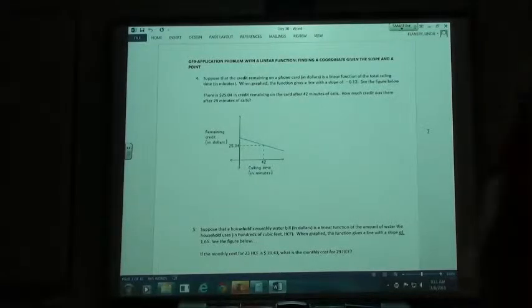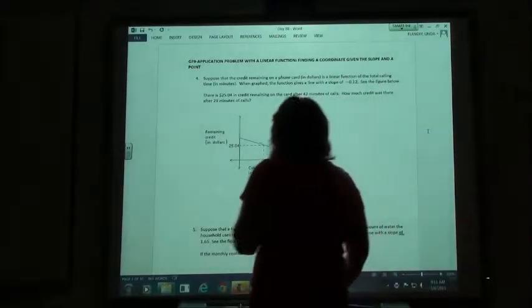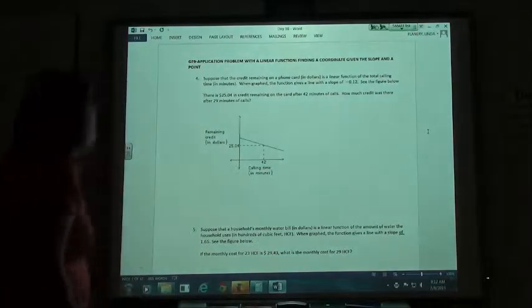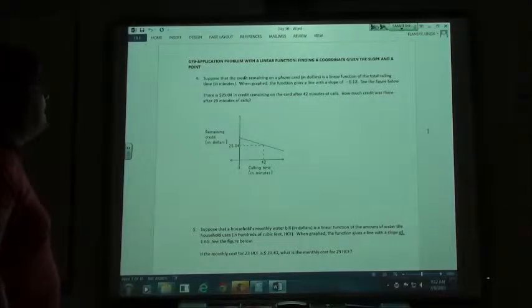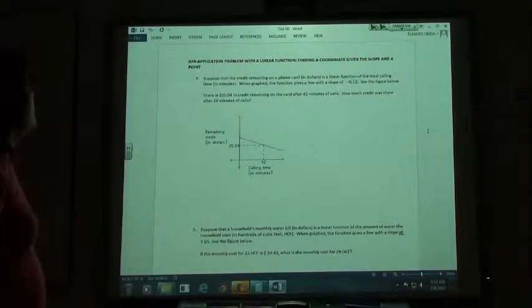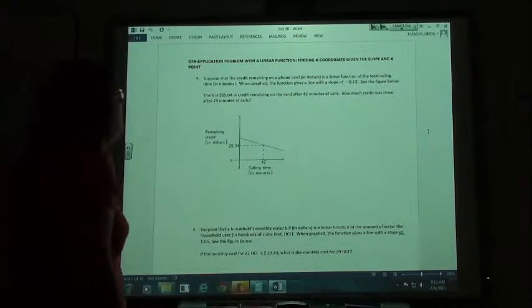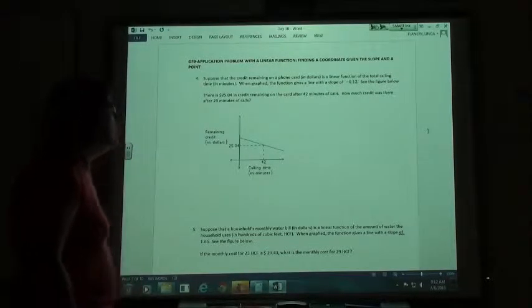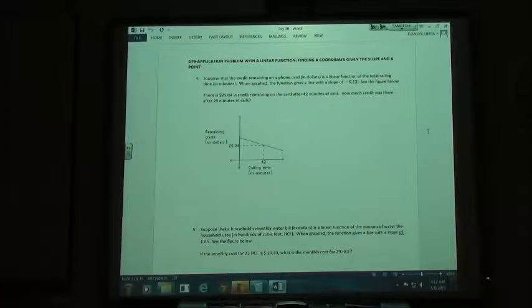Alright, the next ones are application problems. It says, suppose that the credit remaining on the phone card in dollars is a linear function of the total calling time in minutes. When graphed, the function gives a line with a slope of negative 0.12. See the figure below. There's $25.04 in remaining credit on a card after 42 minutes of calls. How much credit was there after 29 minutes of calls?